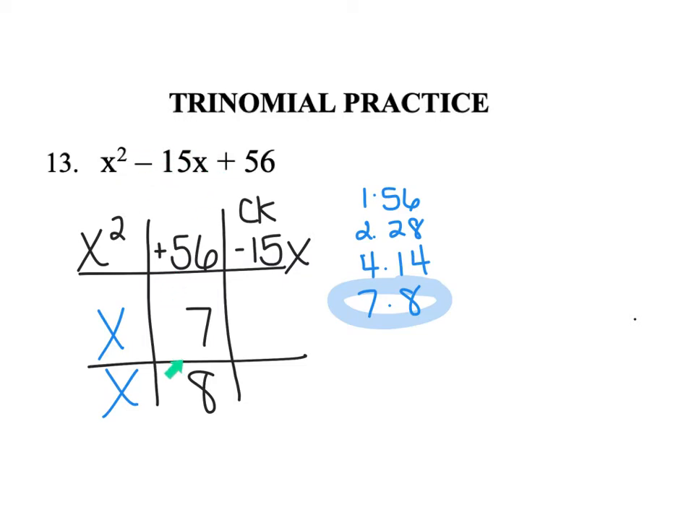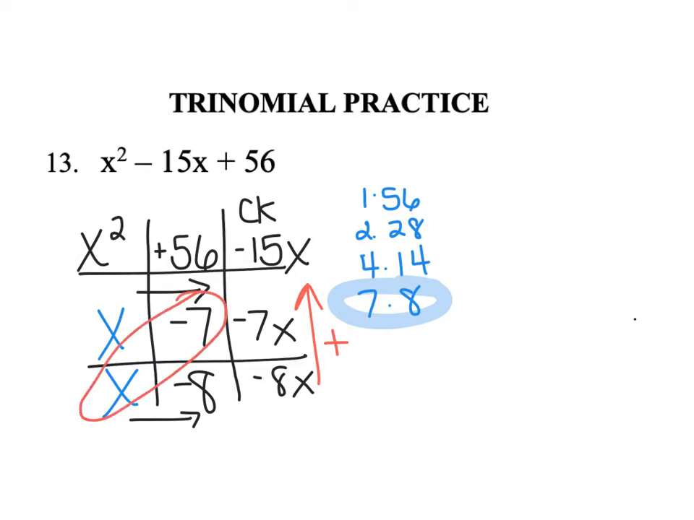So I'm going to do a negative times a negative. This sign always tells me that my signs are the same. I look here, this tells me they both need to be negative. So I'm going to do negative 7 times negative 8. That's still 56. When I multiply across, that gives me negative 7x and negative 8x, and I check it by adding. Is negative 8x plus negative 7x equal to negative 15x? Yes, it is. So I have success.